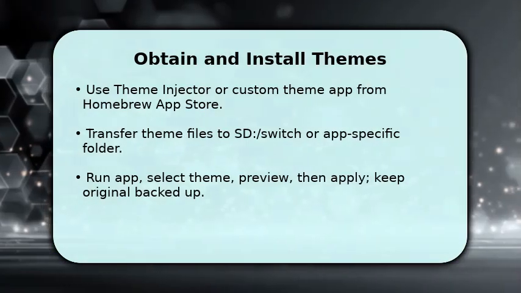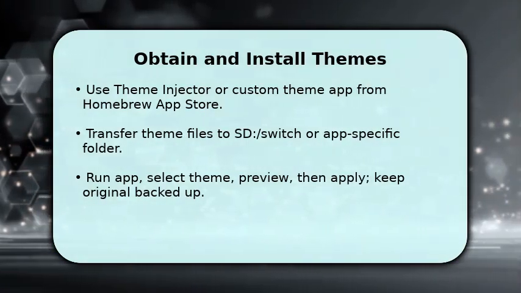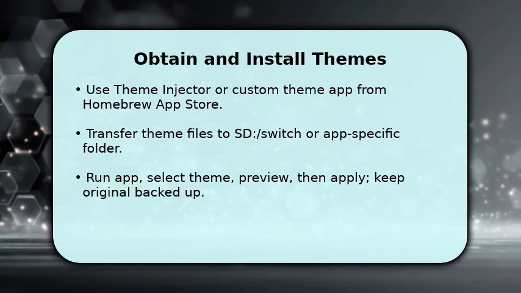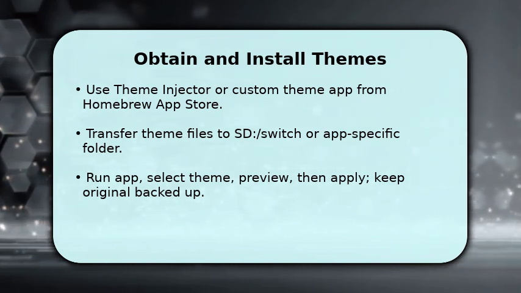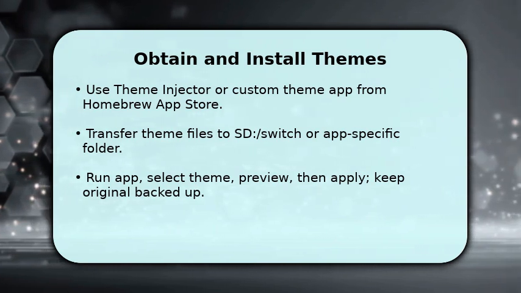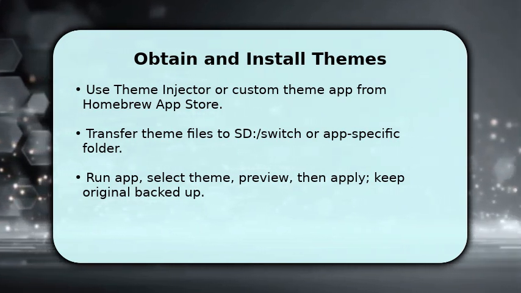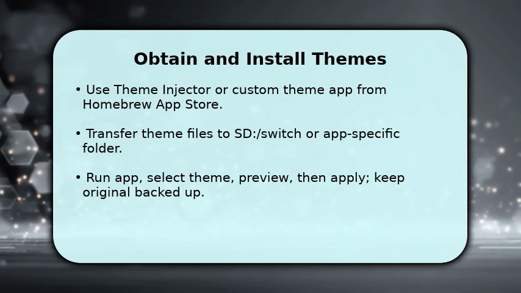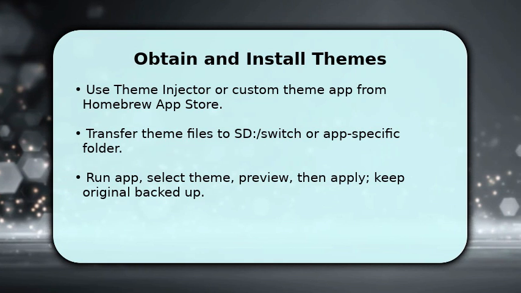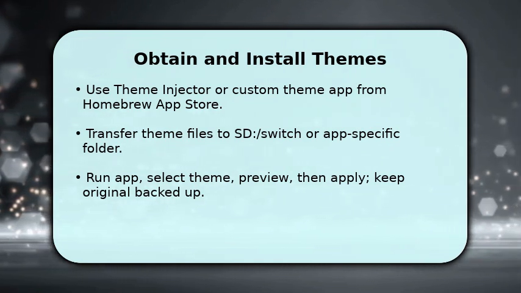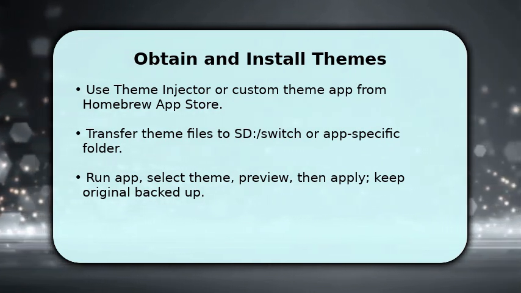With Homebrew active, you'll use a theme tool like Theme Injector or a dedicated custom theme app from the Homebrew App Store. First, transfer signed or compatible theme files to the SD card path required by the app, commonly SD/switch or an app folder. Once done, launch the theme tool, browse to your file, preview to check alignment and icon legibility, then apply. If the app offers a restore option, use it.